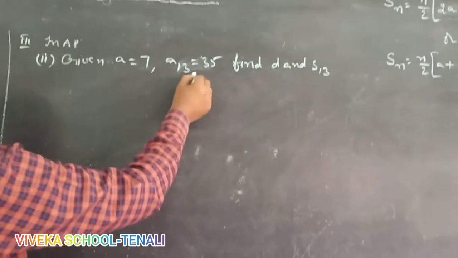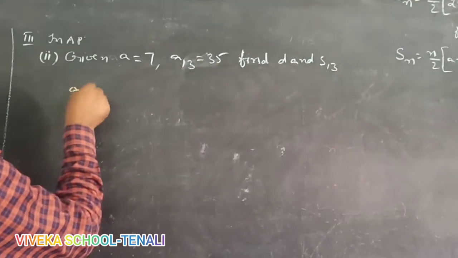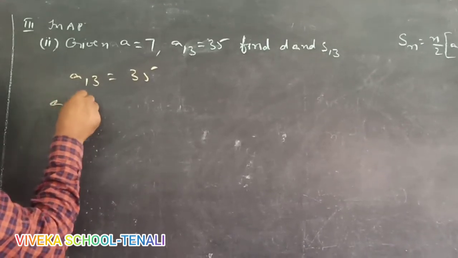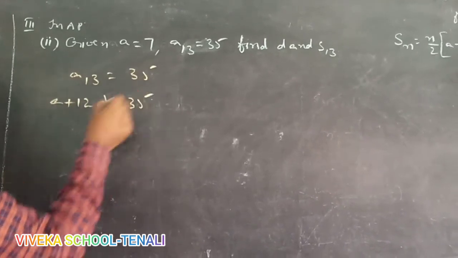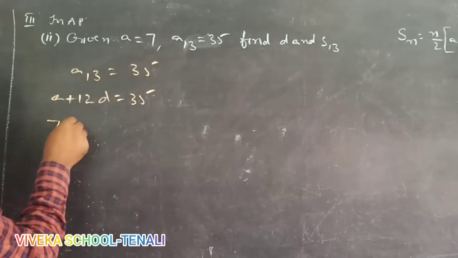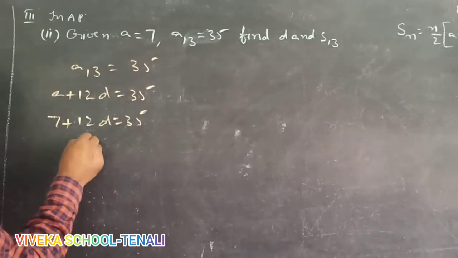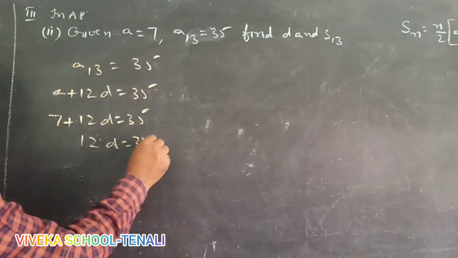So a13 is equal to 35. What is the a13 formula? a plus 12d is equal to 35. The value 7 plus 12d is equal to 35. The 7 changes sides, so 12d is equal to 35 minus 7.